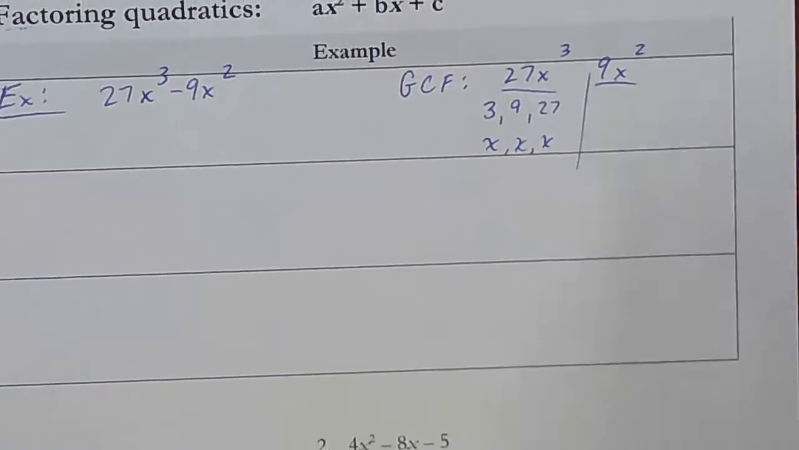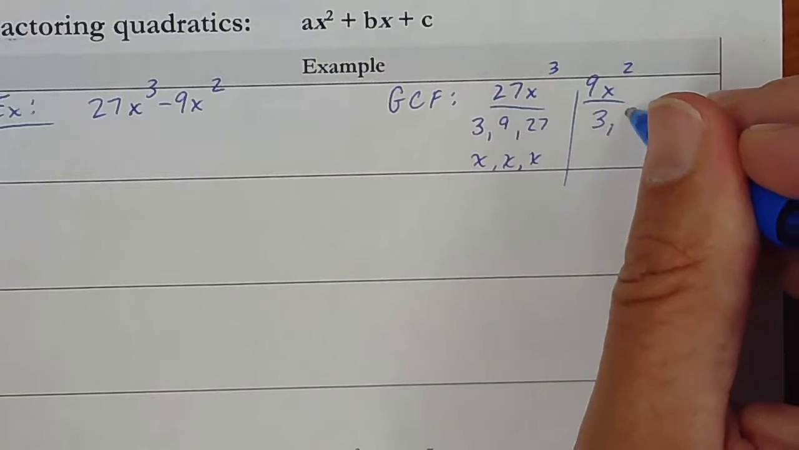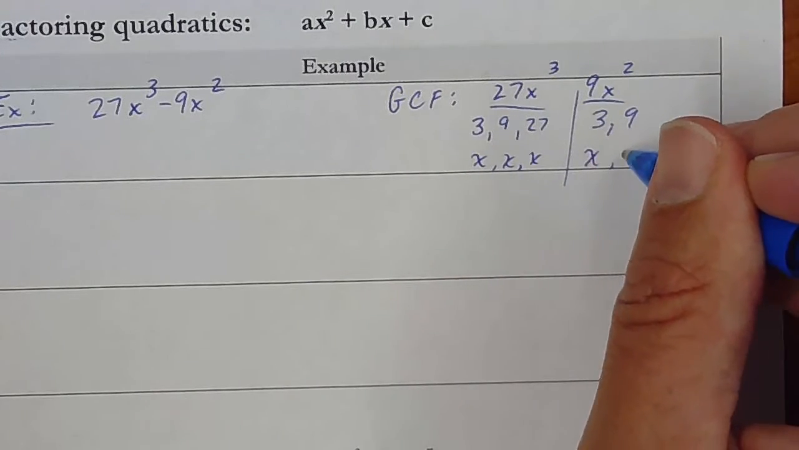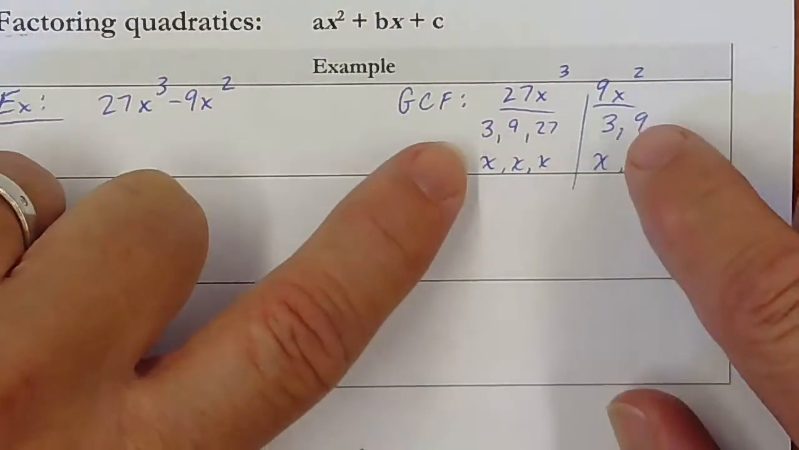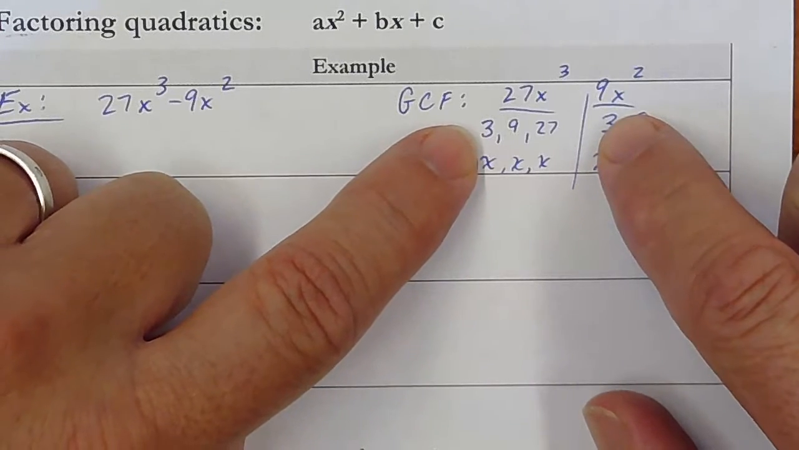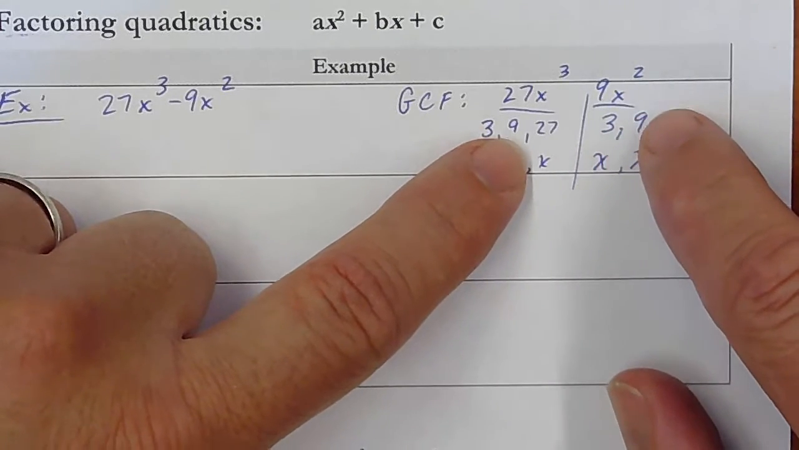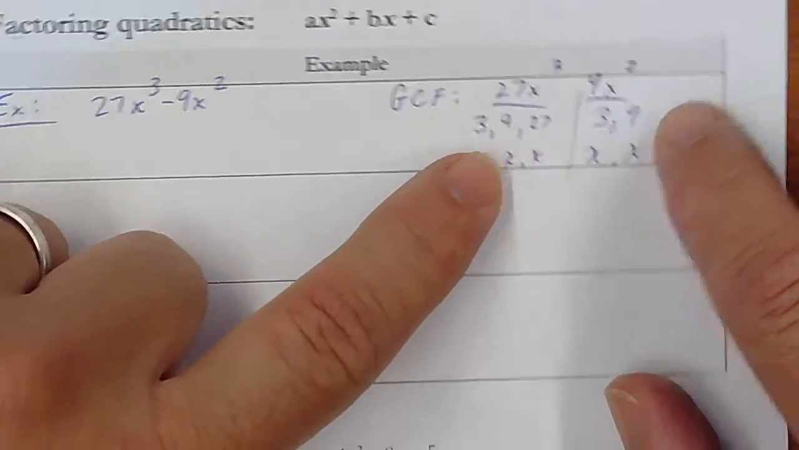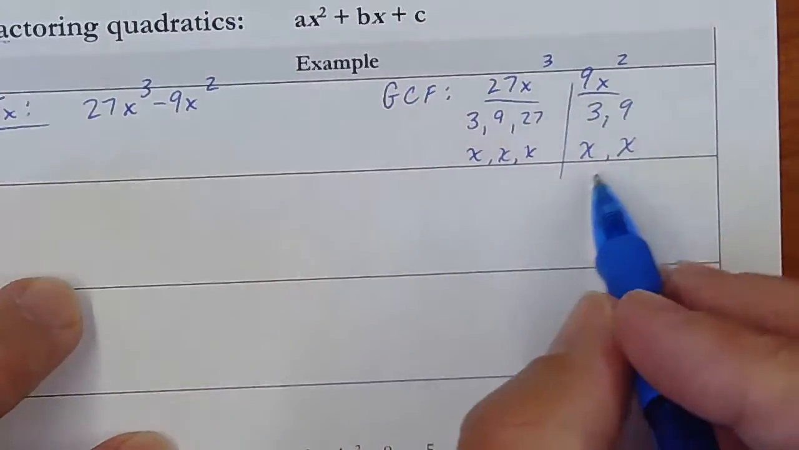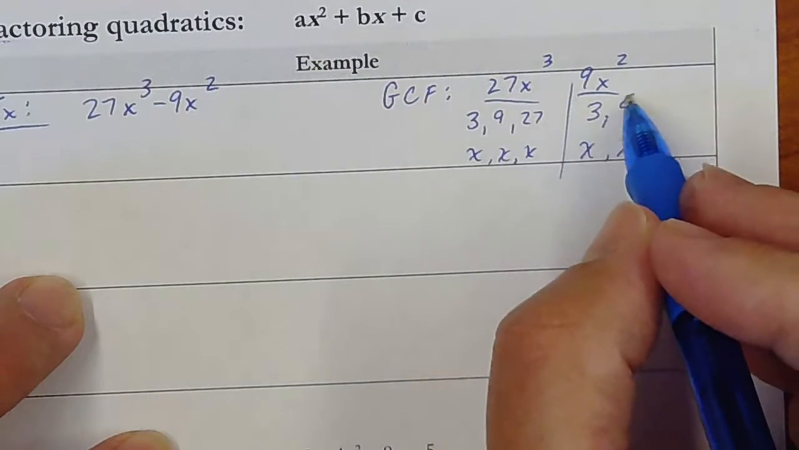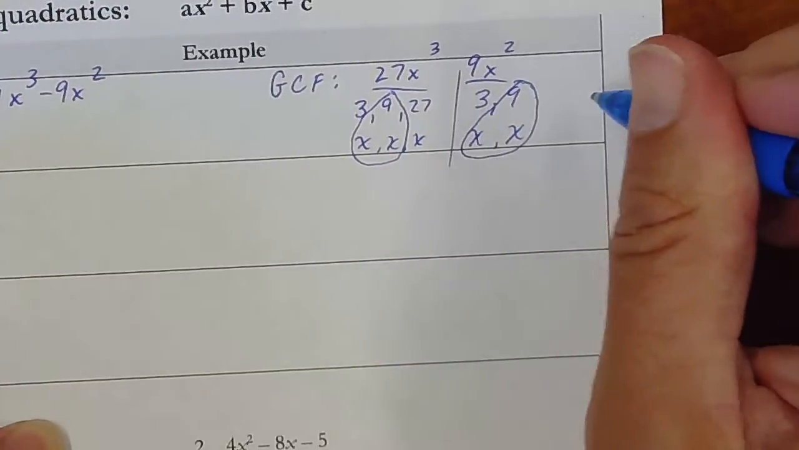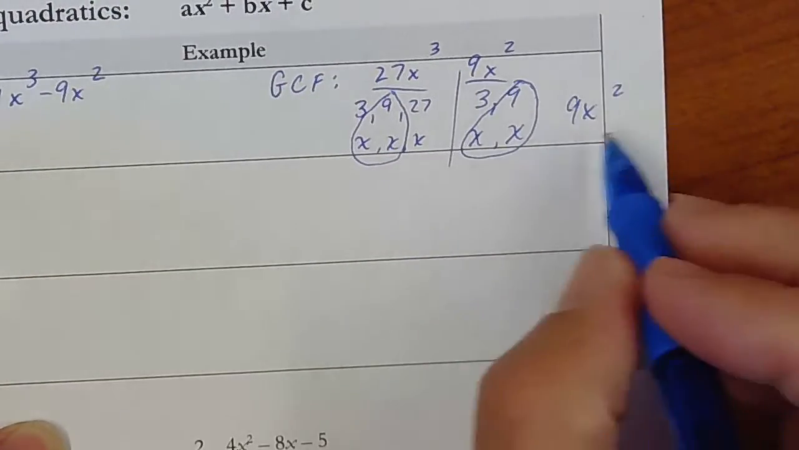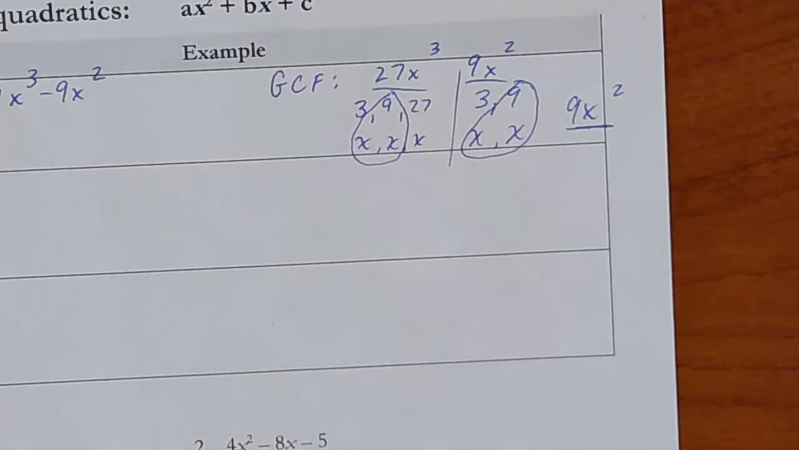Okay, what about for 9x squared? This is 3, 9, x, and x. Okay, so I don't want to just look at the common factor. I want to look at the greatest common factor, because 3 is a common factor. Okay, but the greatest common factor for the numbers is 9. And then what do I have in common with the variables? X squared is in common. So 9 and 2 x's being multiplied becomes the GCF. Okay, so 9x squared is identified as the GCF.